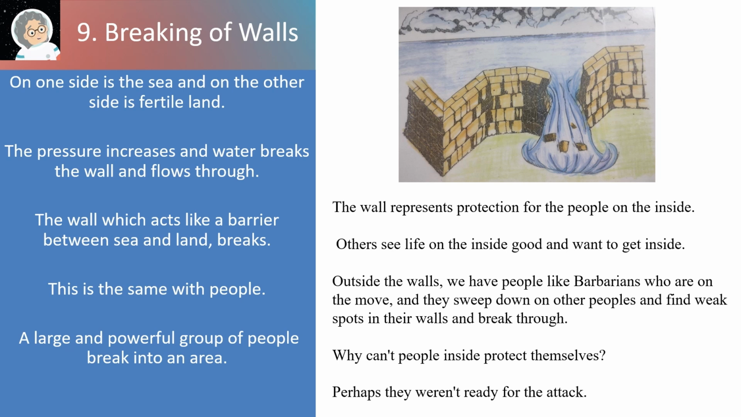The wall represents protection for the people on the inside. Others see life on the inside as good and want to get inside. Outside the walls, we have people like barbarians who are on the move, and they sweep down on other people and find weak spots in their walls and break through. Why can't people inside protect themselves? Perhaps they weren't ready for the attack.